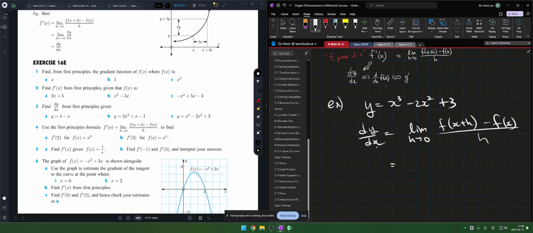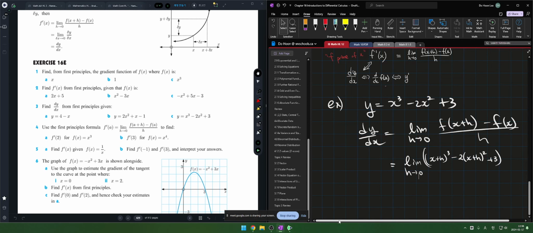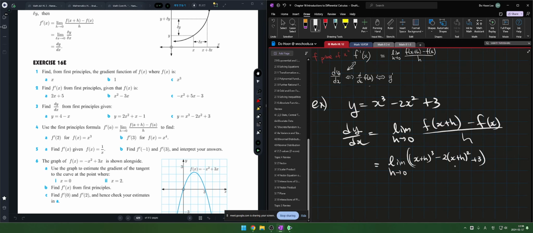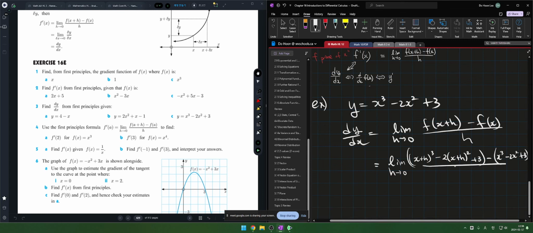So that will be the limit as h goes to 0. f of x plus h will be (x plus h) cubed minus 2(x plus h) squared plus 3, this part, minus (x cubed minus 2x squared plus 3), writing there an h.